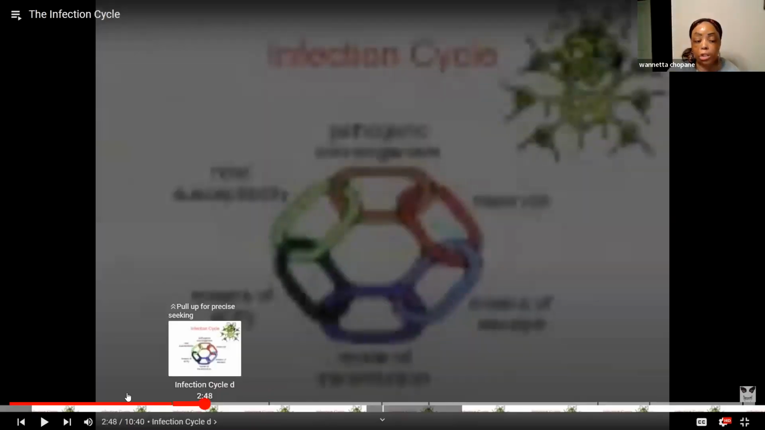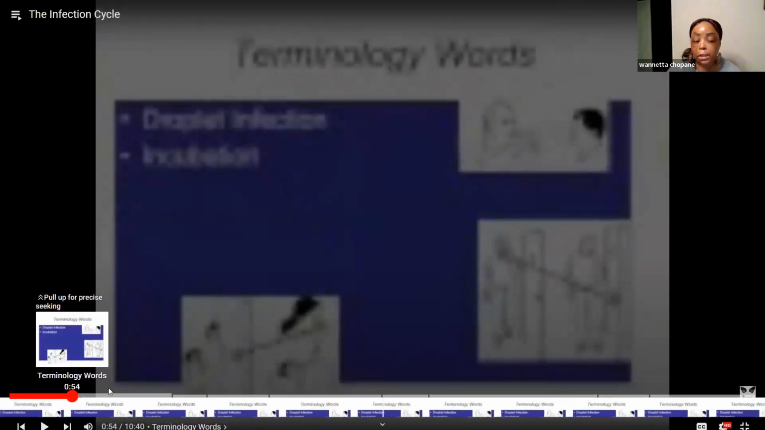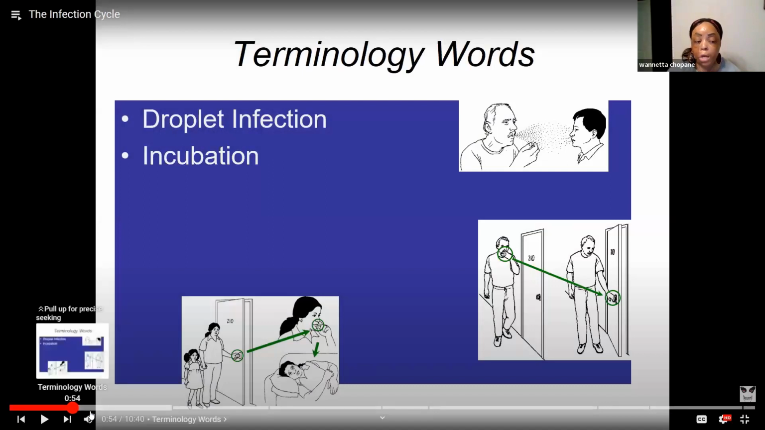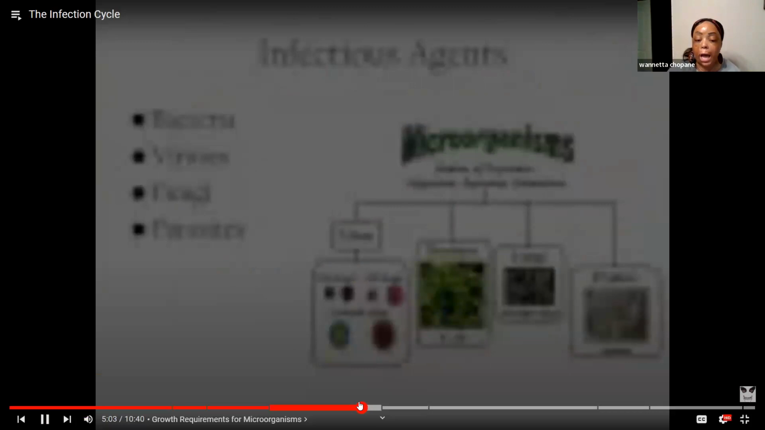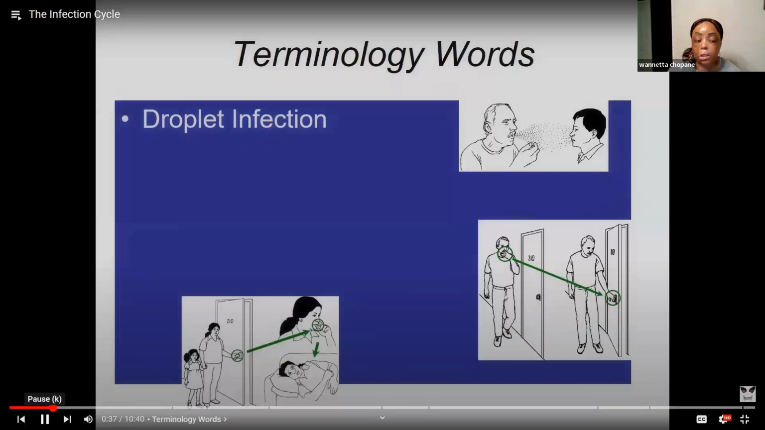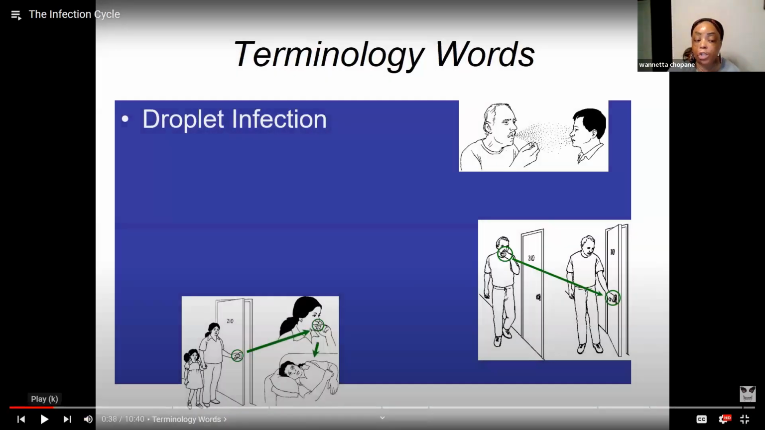All right. So that's the end of the video. I just want to reiterate some things with the video. Remember, this is the infection control cycle, and it talks about how the infection starts.